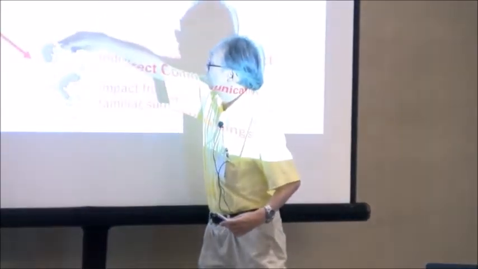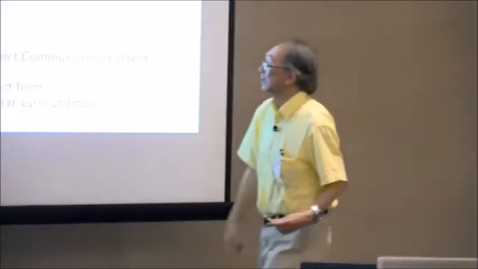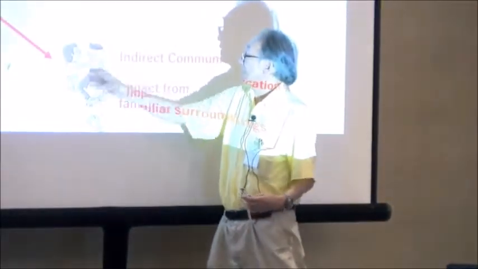And also, we add the indirect communication effect. This is the impact from the familiar surroundings of person I. And this person is person I, and these two people are person J and person K. Person J and person K talk about something, for example, movies, and she, person I, catches their conversation. The important thing is that there is no relation between these two persons and her. And no relation means that such an effect does not appear in the analysis of social networks, because there is no network.